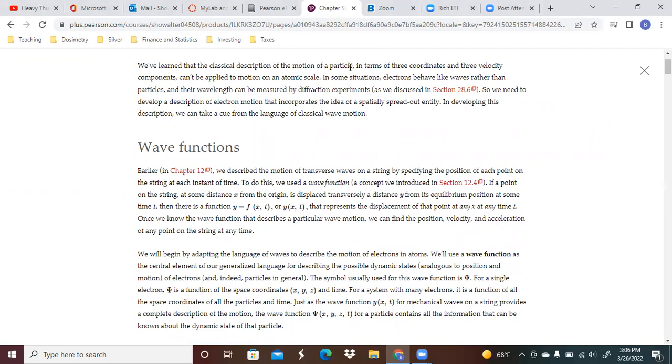From the classical description of particle motion in terms of 3 coordinates and 3 velocity components, that can't be applied to motion on an atomic scale. It just won't work. In some situations, electrons behave like waves rather than particles, and their wavelength can be measured by diffraction experiments. So we're going to need to develop a description of the electron and its motion that incorporates the idea of a spatially spread out entity, which is somewhat counterintuitive to our approach thus far.